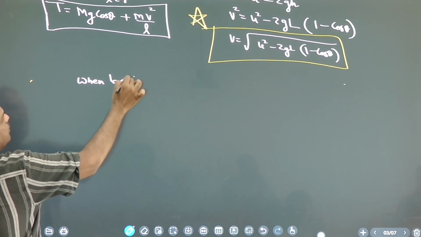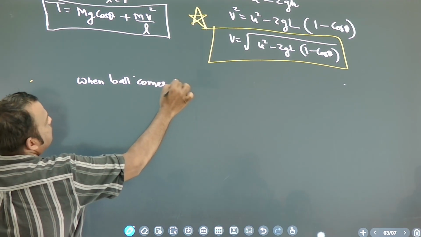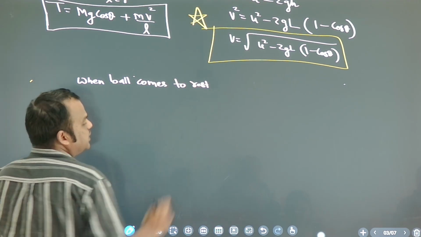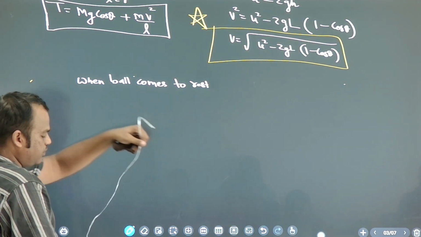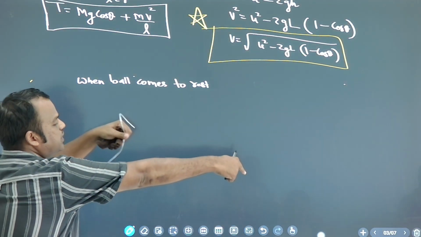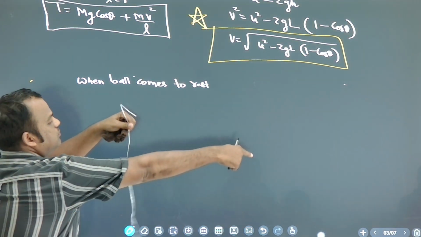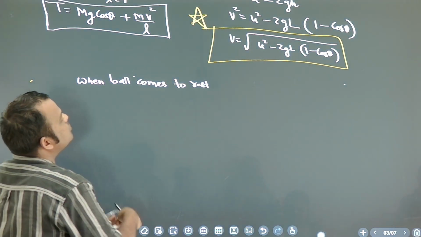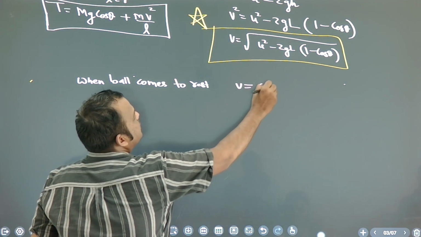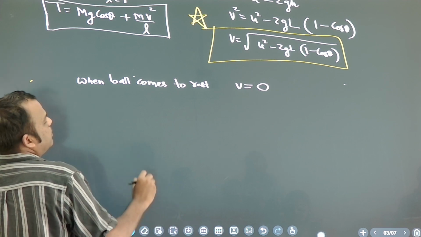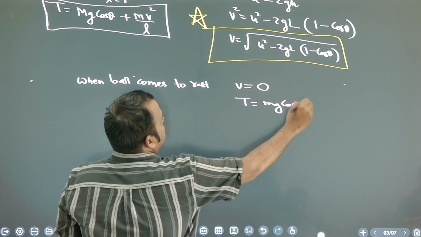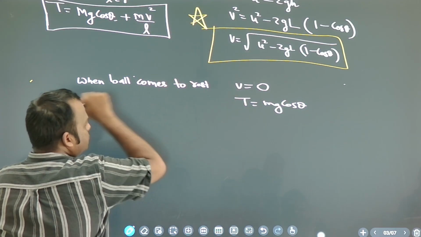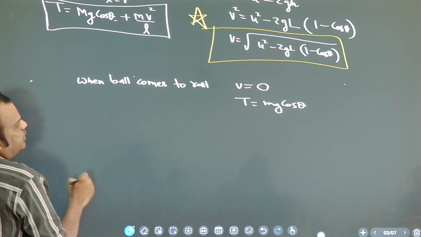When the ball comes to rest, what is the velocity here? 0. So when the ball comes to rest, V becomes 0. So tension will become mg cos theta when the ball comes to rest.